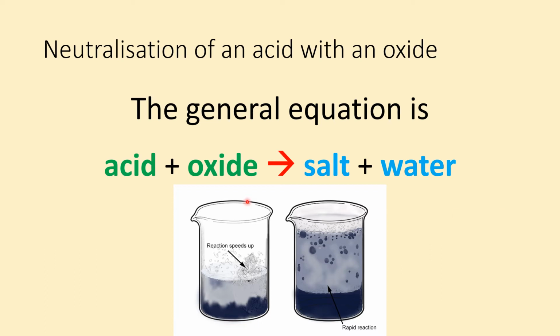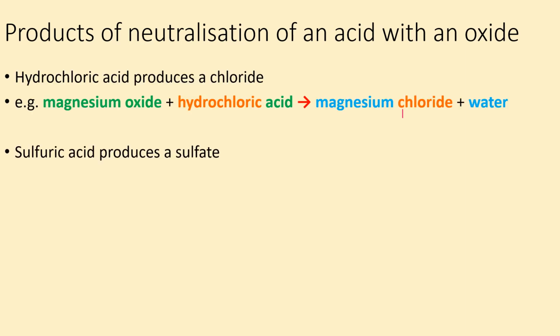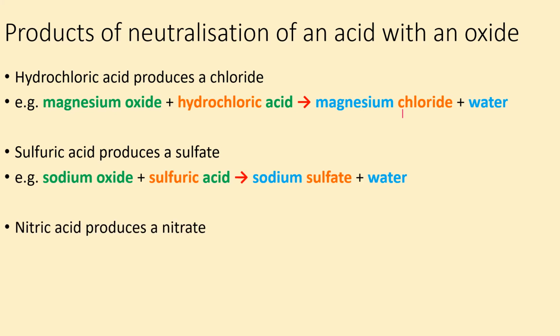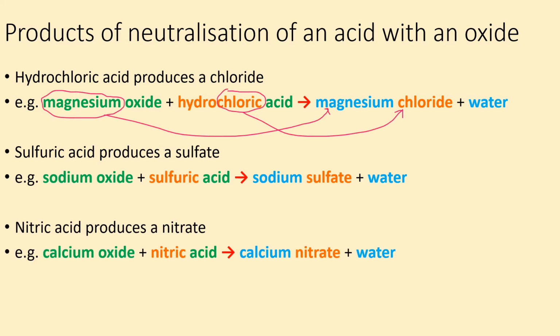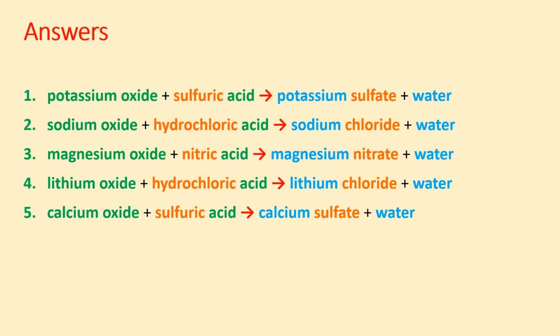Neutralization with an oxide. We've got acid plus oxide, arrow, salt plus water. So the product of neutralization of an acid with an oxide, hydrochloric acid produces a chloride again, sulfuric makes a sulfate, and nitric makes a nitrate. And again, we've got a salt and water being produced. The only difference is instead of a hydroxide, we've got an oxide here. So have a go at those ones. Same deal. So pause the video now, I'll show you the answers on the next slide. And these are the answers.